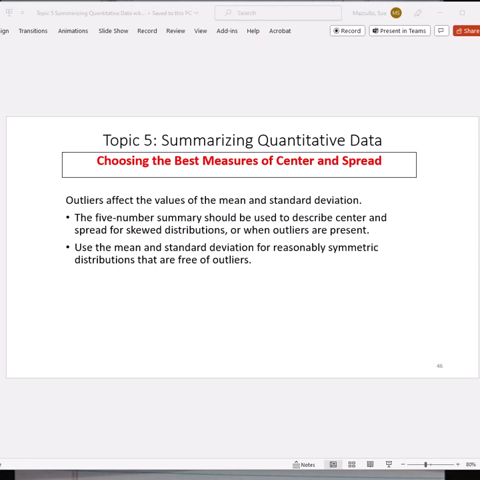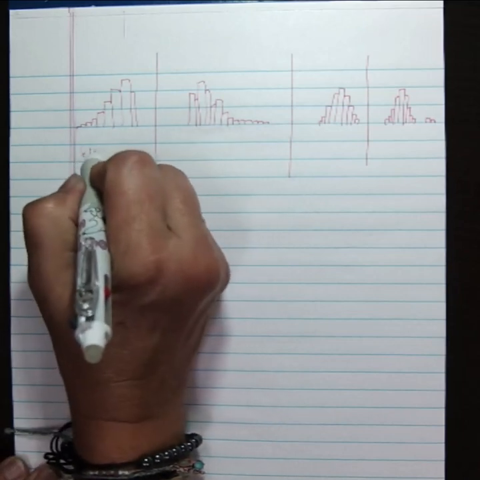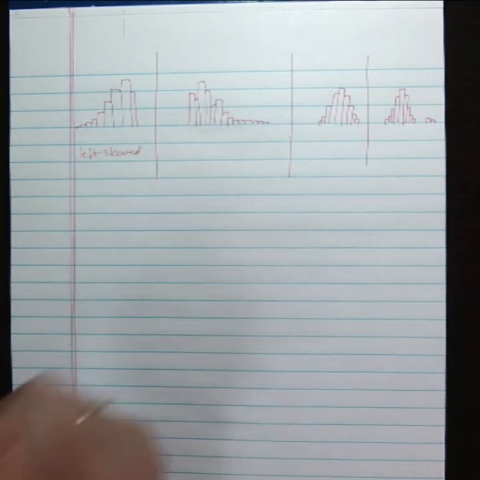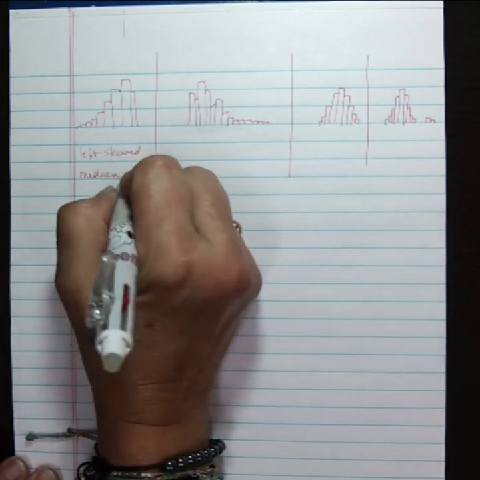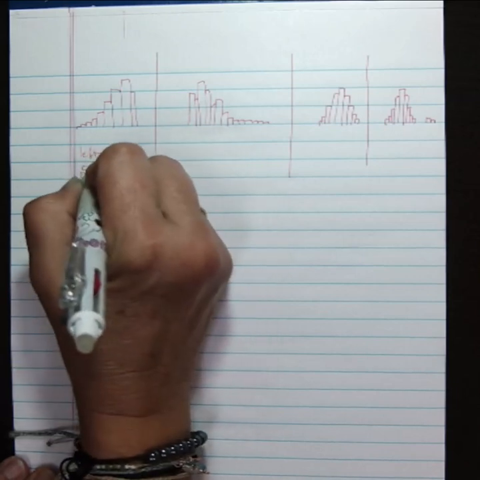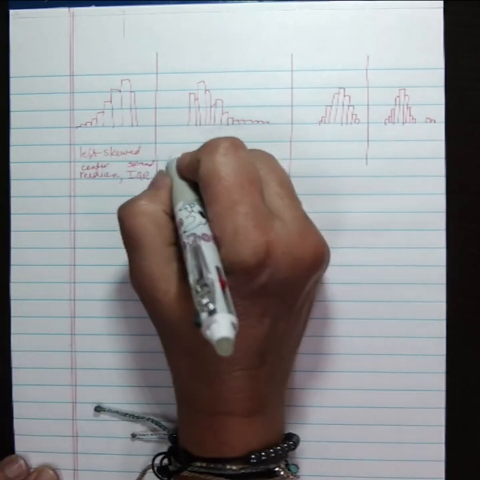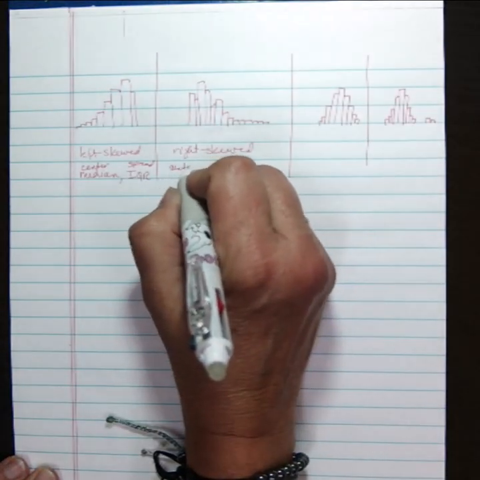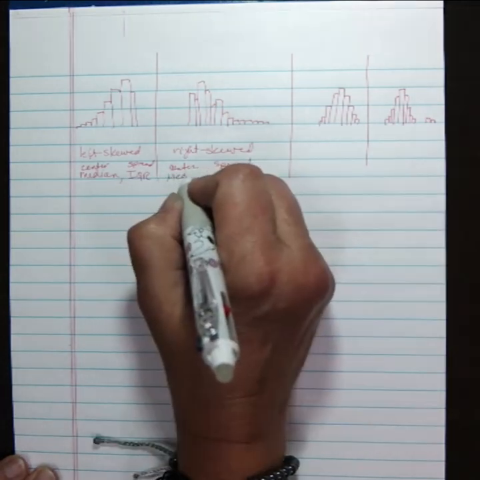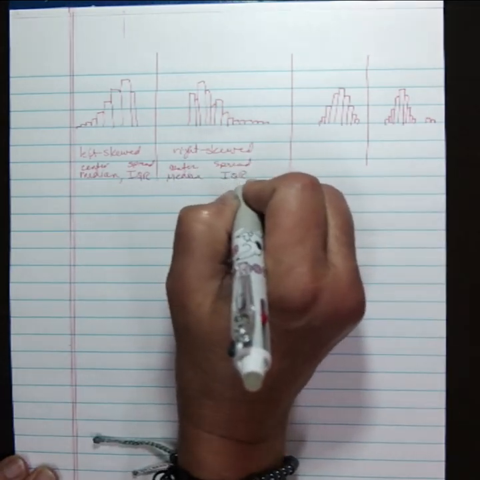Well, if we have any data that is not symmetric, we're going to use the median and interquartile range. So only for symmetric data will we use the mean and standard deviation. So this is left skewed data. What's the best measure of center and spread? You're right, the median and the IQR. For right skewed data, asymmetric data, what's the best measure of center and spread? Correct, median and interquartile range.